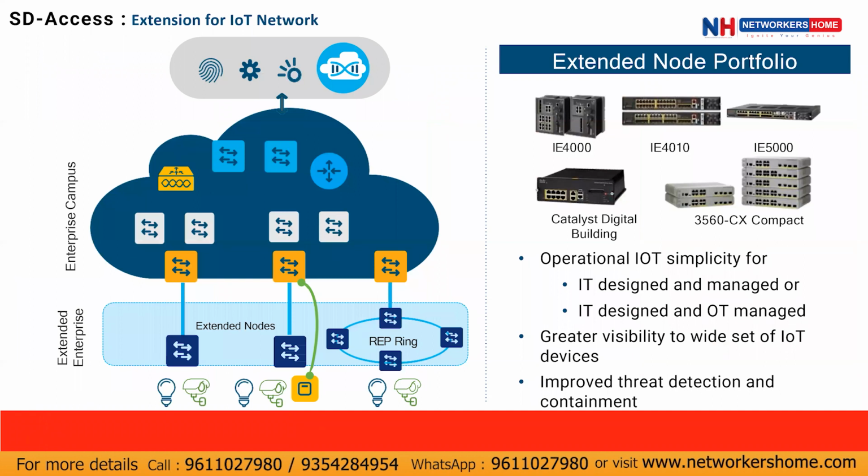For IoT networks, Cisco has a separate product line, the industrial Ethernet, which is the IE series. In an earlier session, we saw that there are extended nodes used for connectivity with the IoT devices: the cameras, the smart lighting, or even the access points can be connected. There are specific extended nodes which connect to the edge nodes and then connect these smart IoT devices.